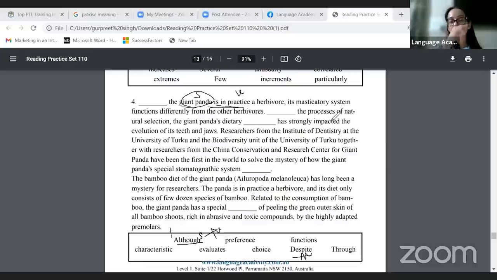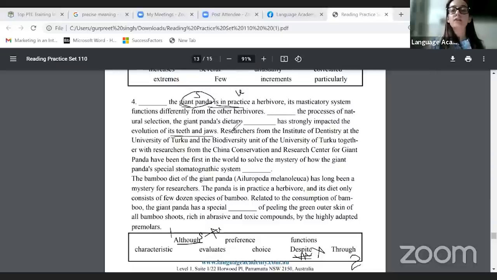Dash the processes of natural selection, the giant panda's dietary dash has strongly impacted the evolution of its teeth and jaws. Some of you have selected despite here. I did not get the meaning because despite is used when the sentence has contrast. There's no contrast. The sides are not opposite to each other. You should have made a note last week that through comes with processes. I gave you two examples: through the tunnel, that was one, and through comes with methods, ways, processes. So you should have referred to that. Through the processes means using these processes.